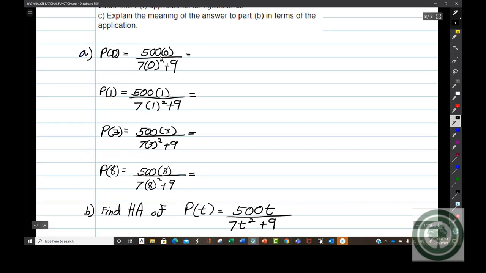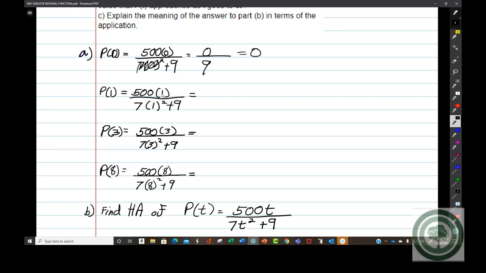Actually, you can do these by hand until you get to the decimal. Even then, it's not really hard, because 0 times 500 is 0. 7 times 0 squared, well, 0 times 0, that's not something we like to think about, but just think of it as 0. So 7 times that would be 0, and then plus 9, you'd have 0 over 9, which is 0. So the population before month 1 would be 0.